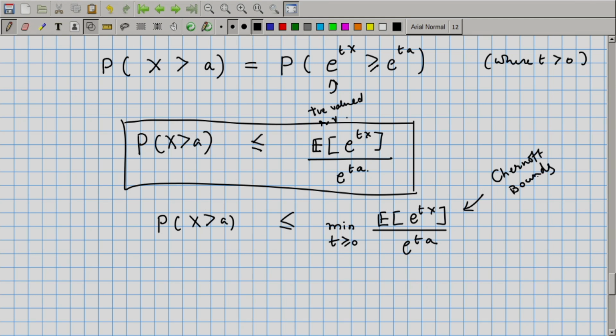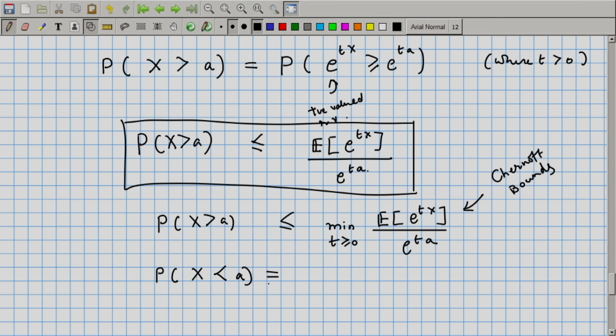Now, this is not a very useful form of Chernoff bound, but we will convert this into a nice form when we know something more about the distribution of x. We could also look at inequalities of the form, I mean we want to compute the probability that x is less than a particular a.